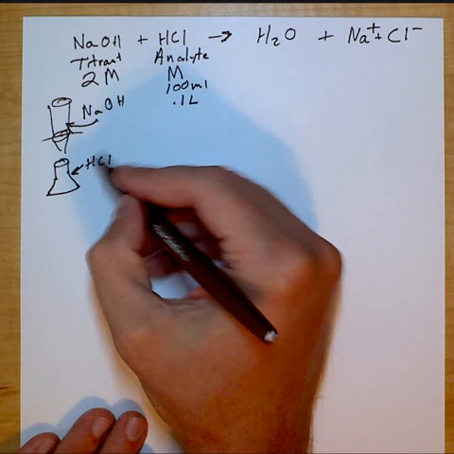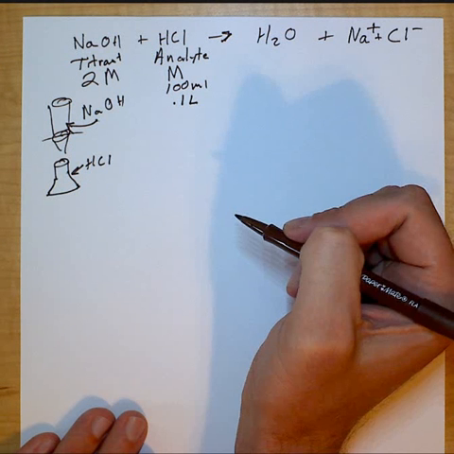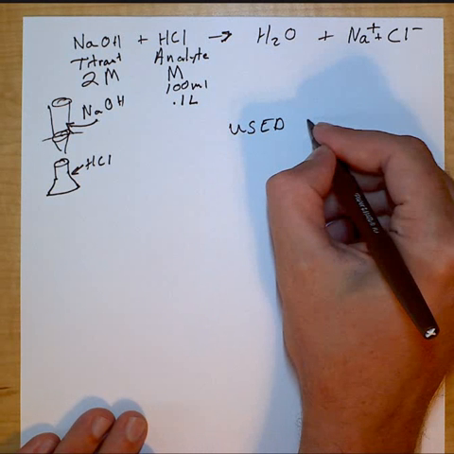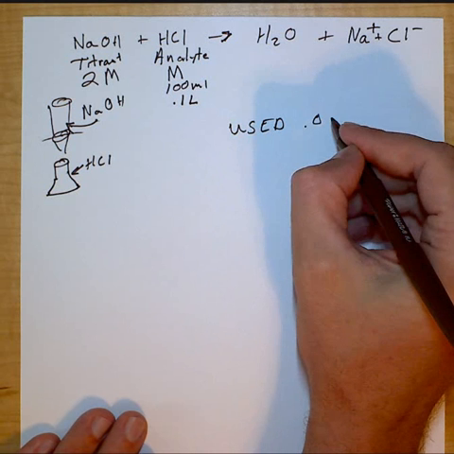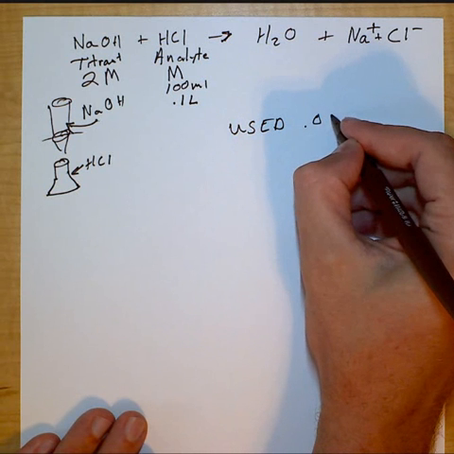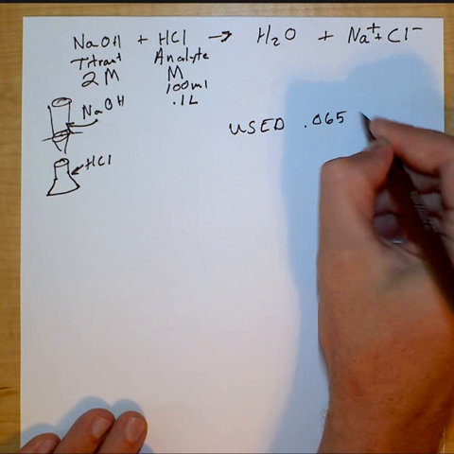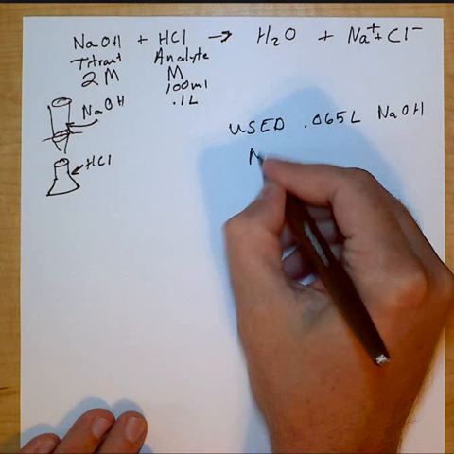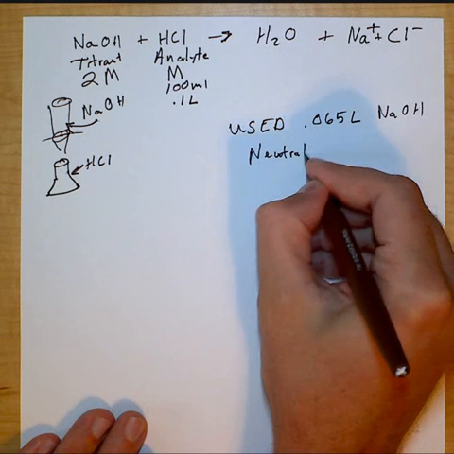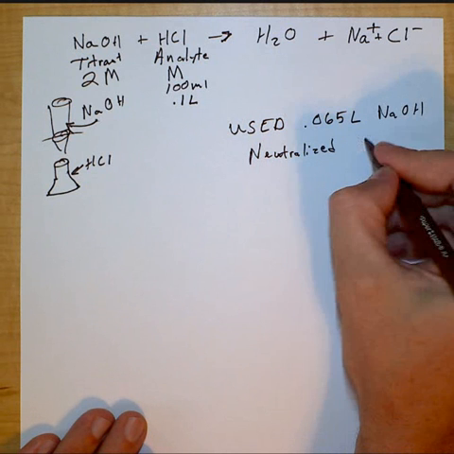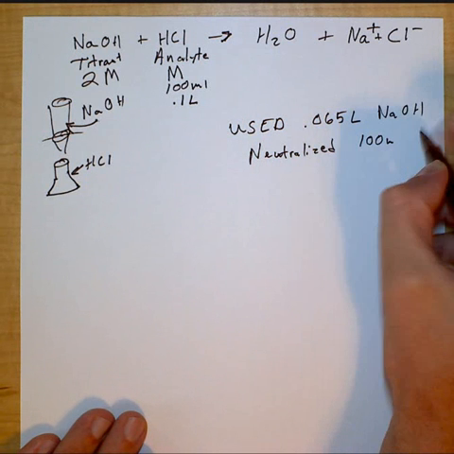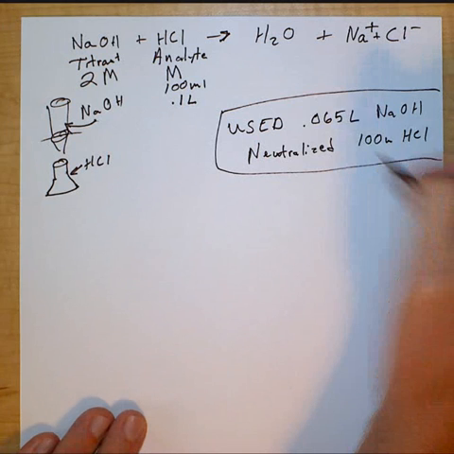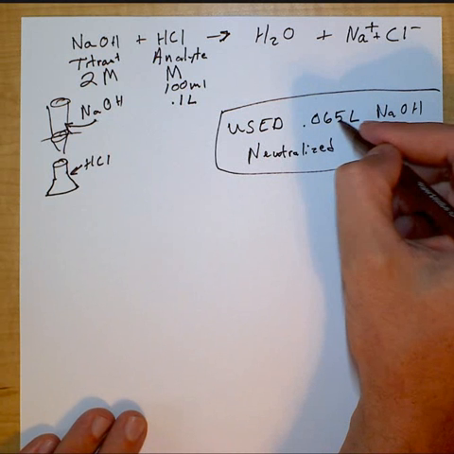Sometimes I like to write this on the side here. So when I did my lab, I used 0.065 liters of sodium hydroxide when I neutralized 100 milliliters of hydrochloric acid. So this is the data that I got from my lab. I used this much. This is how much was dripped into the Erlenmeyer flask from the burette while I'm neutralizing my HCl that's down here.